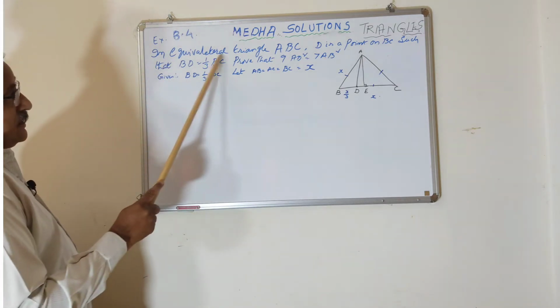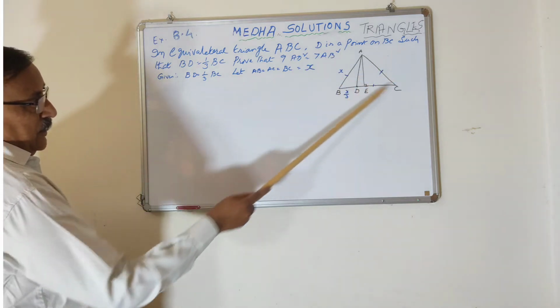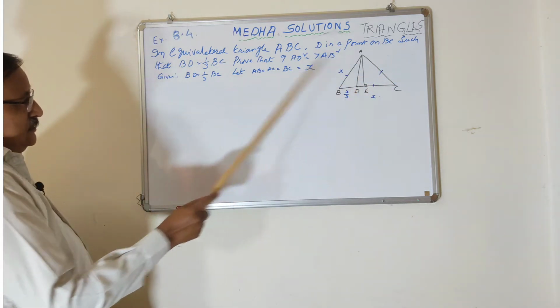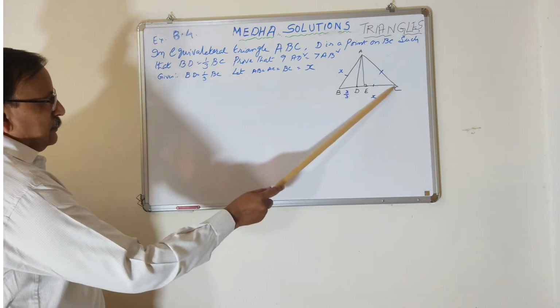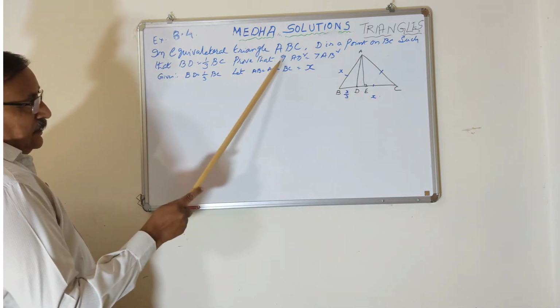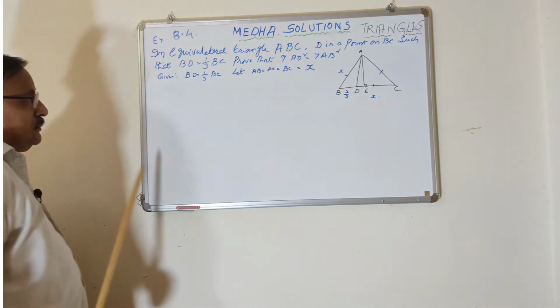In an equilateral triangle ABC, D is a point on BC such that BD is equal to 1 by 3 BC. Prove that 9 AD square is equal to 7 AB square.